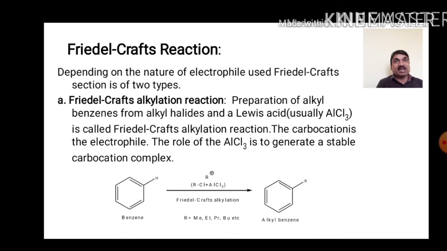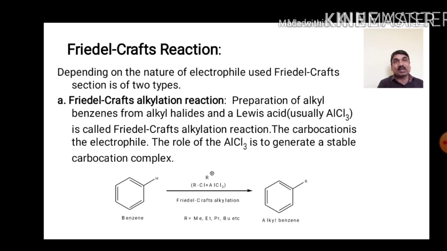Preparation of alkyl benzene, or Friedel-Crafts alkylation reaction. Preparation of alkyl benzene from alkyl halides and a Lewis acid, usually AlCl3, is called Friedel-Crafts alkylation reaction. The carbocation is the electrophile, and the role of AlCl3 is to generate a stable carbocation complex. When benzene is reacted with alkyl halide in presence of Lewis acid AlCl3, it undergoes Friedel-Crafts alkylation where the alkyl group gets attached to the benzene to form alkyl benzene.